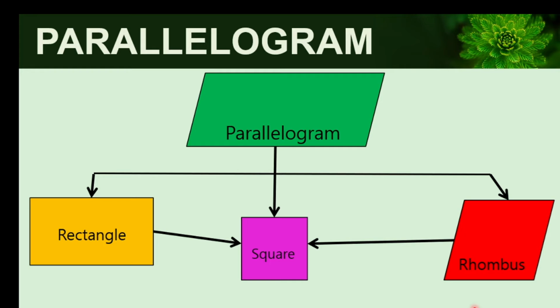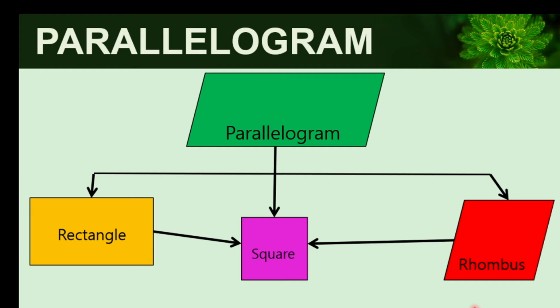Under parallelogram, we have three special kinds. We have the rectangle, the rhombus, and square. A rectangle is a parallelogram having four right angles, while a rhombus is a parallelogram having four equal sides. A square is a parallelogram which is both a rectangle and a rhombus because it has four right angles and four equal sides. Thus, it is called a regular polygon because it is both equilateral and equiangular.